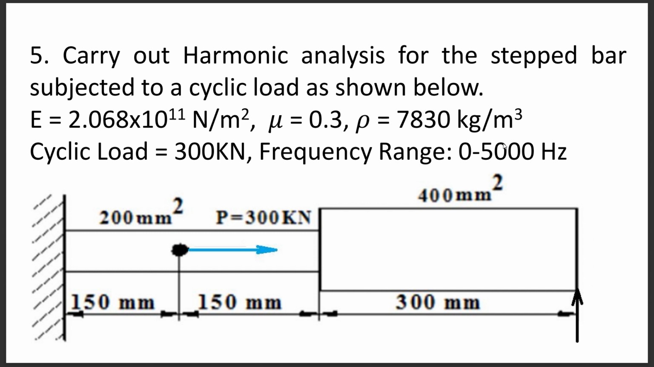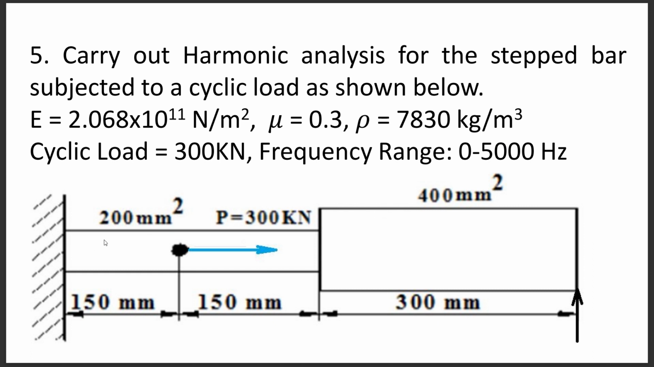Modulus of elasticity is 2.068 × 10^11 newton per meter square. Poisson's ratio is 0.3 and density is equal to 7830 kg per meter cube. Cyclic loading is 300 kilonewton and frequency range is 0 to 5000 hertz. And you can see the drawing.